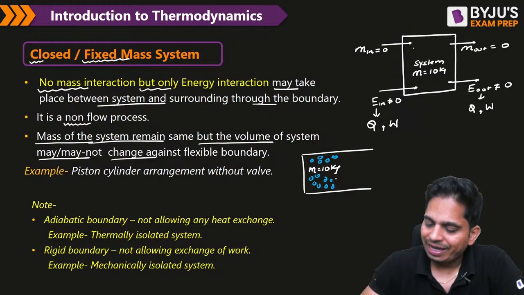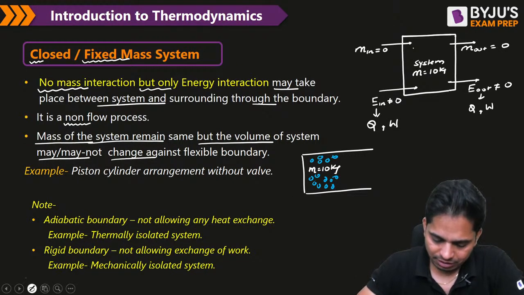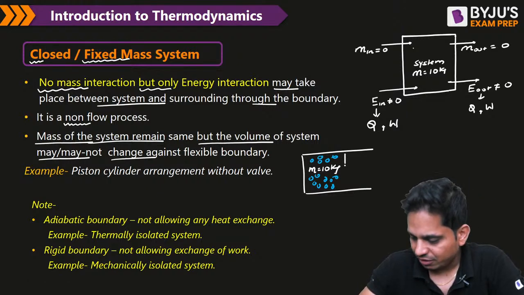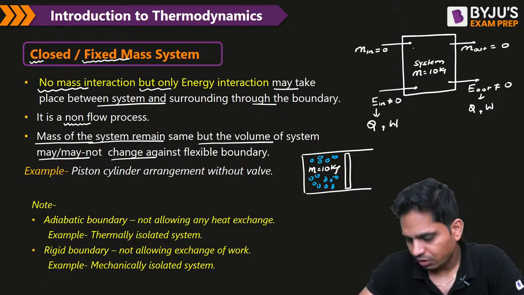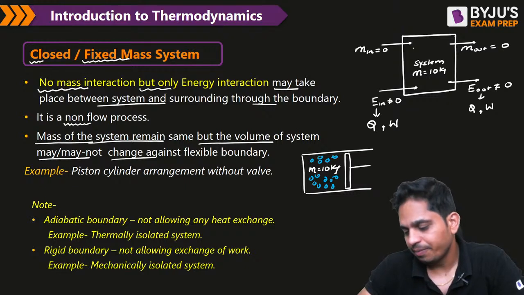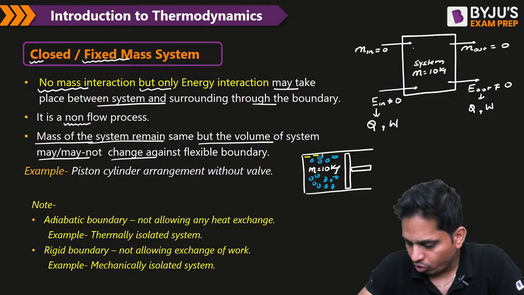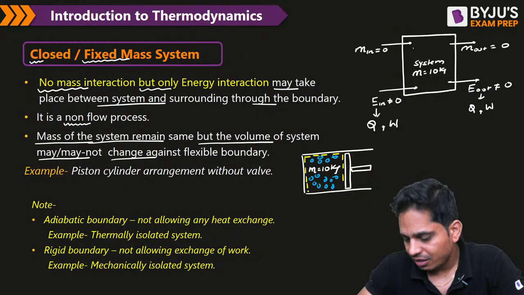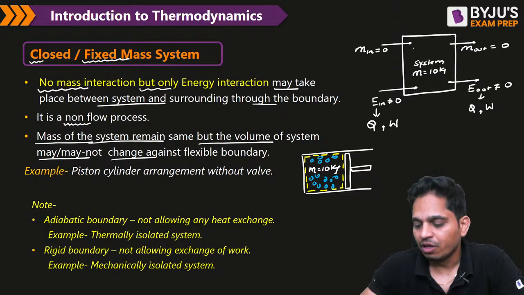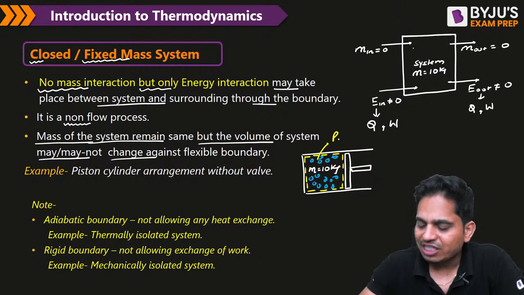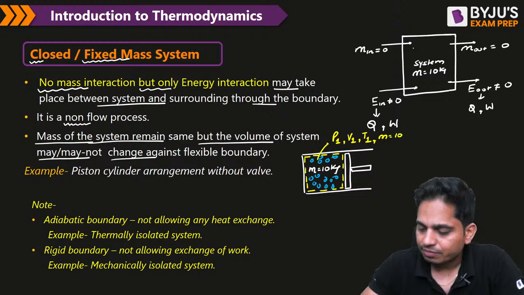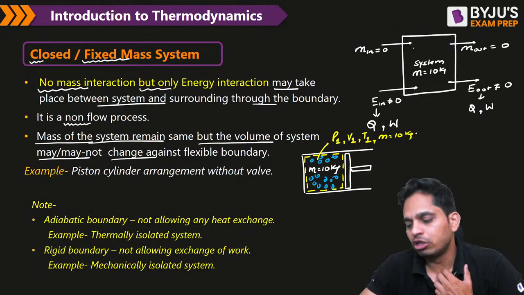And once you have filled 10 kg gas, then close it with a piston. Okay. So what is my system? This yellow boundary is my system, because I want to analyze the behavior of the gas inside the system. So right now there will be some pressure P1, volume V1, temperature T1, mass is 10 kg. Okay, density will also be there.